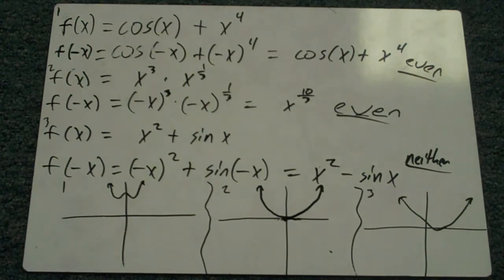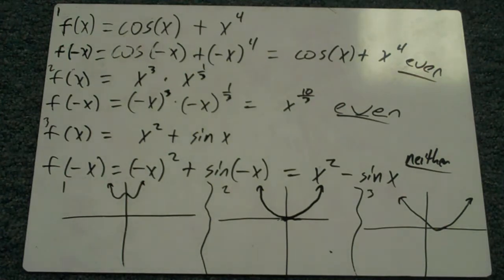Our next example multiplies 2 odd functions, where f of x equals x to the 3rd times x to the 1/3. We heard from Will that this will result in another even function. And we can see here that inputting negative x gives f of negative x equals negative x to the 3rd times negative x to the 1/3. The negatives will cancel out, resulting in x to the 10/3.